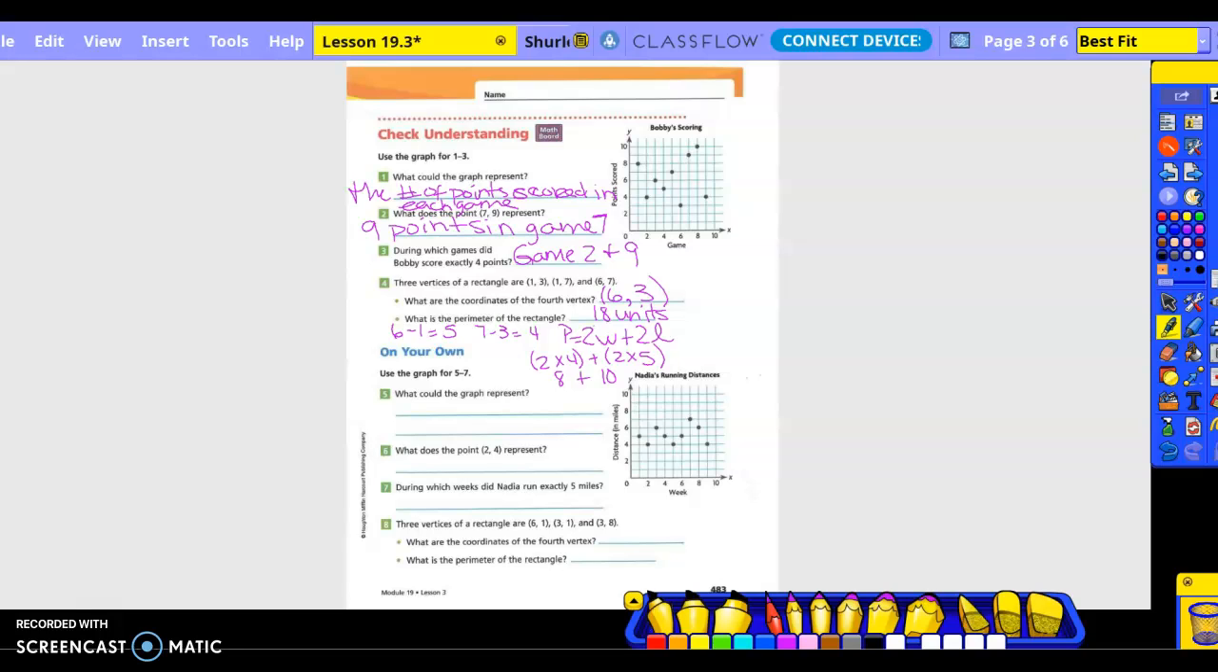On your own, what could the graph represent? So once again, we have our label of Nadia's running distances, and then the X is week, and then the Y is distance in miles. So Nadia's number of miles that she runs each week.